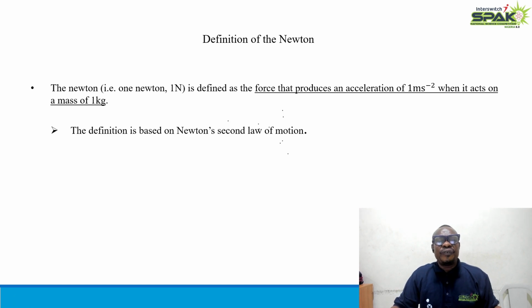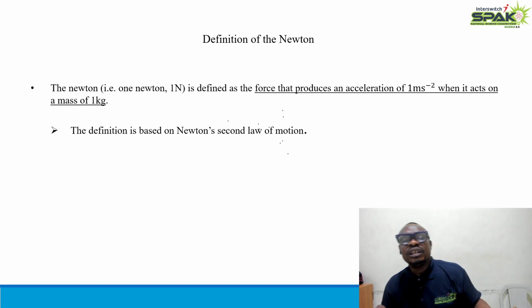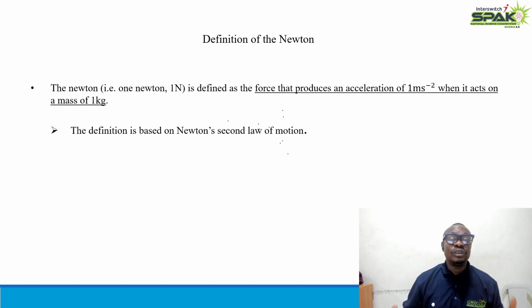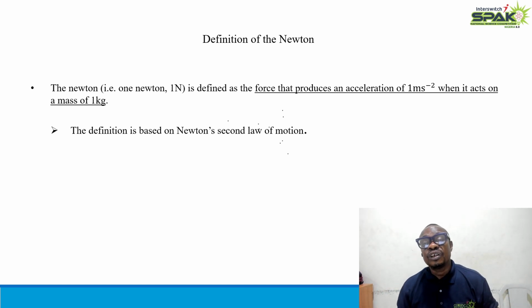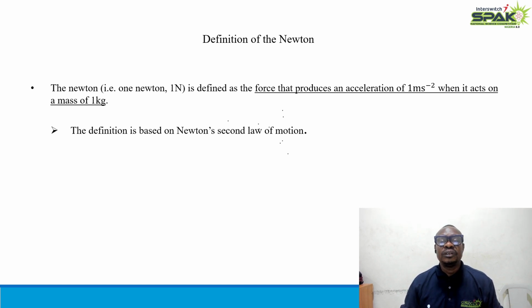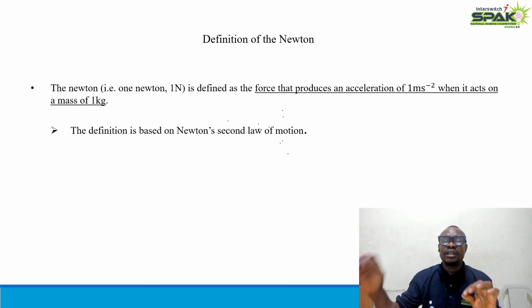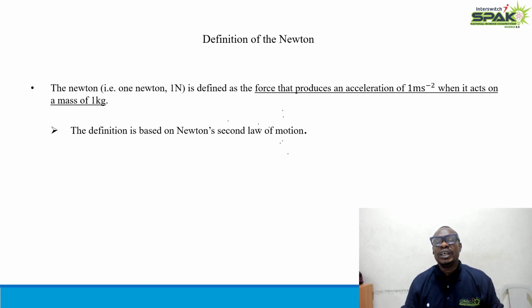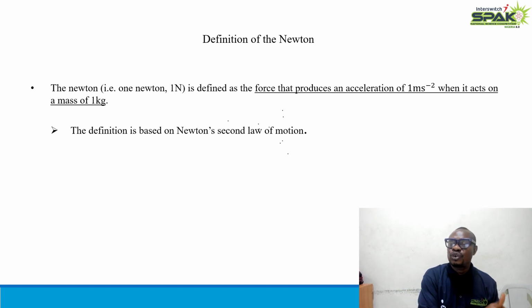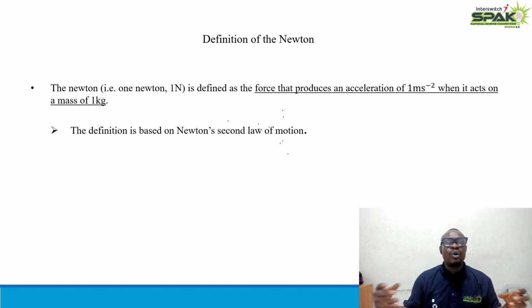Of course, force is measured in Newton. And what then is Newton? Fine, you might be asked to define Newton. The definition of Newton is different from the definition of force. Although you can define Newton when you look at the definition of force, which is mass times acceleration. So Newton is defined as the force that produces an acceleration of 1 meter per second squared when it acts on a mass of 1 kilogram.